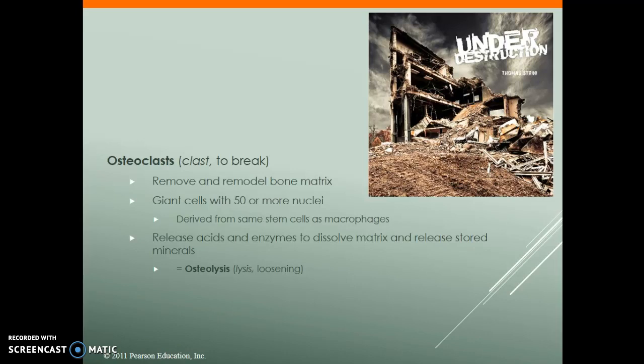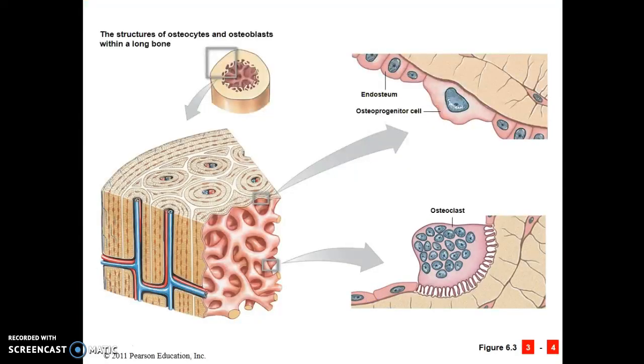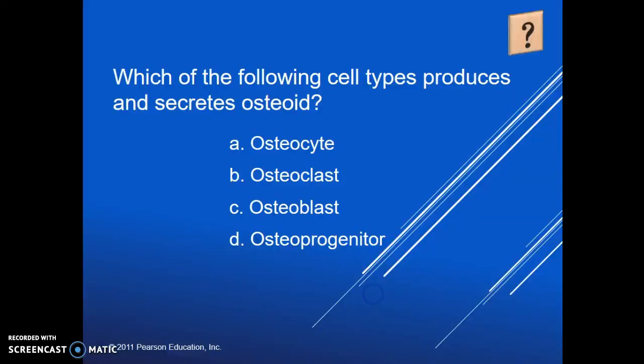Osteoclasts break down bone. They resorb bone, R-E-S-O-R-B. That means they break it down and allow the nutrients in the bone to be reused. These are giant cells, and they will destroy bone if that calcium is needed somewhere else in the body. This breakdown of bone is called osteolysis. Which of the following cell types produces and secretes osteoid? Osteoblasts.